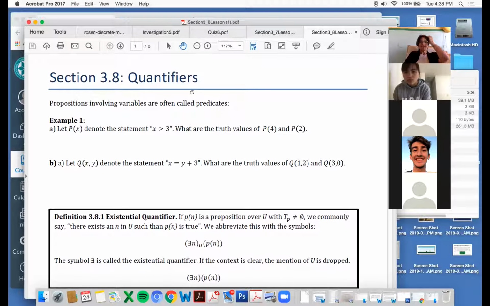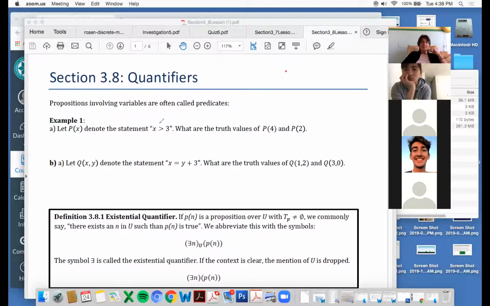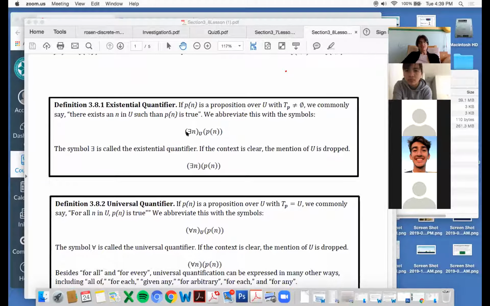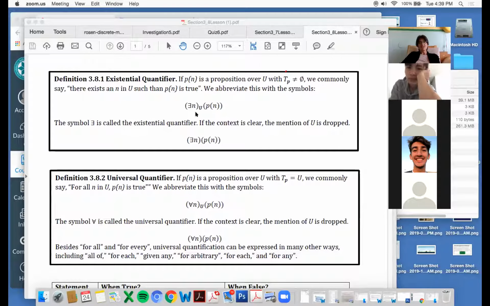So section 3.8 is on quantifiers. Basically quantifiers allow us to look at propositions over universes and make logical statements with propositions over universes. We have these quantifiers, the two main ones: the existential quantifier and the universal quantifier. The existential quantifier says there exists a value of n in the universe for which this proposition is true. Often the universe is dropped. This means that one or some values in the universe make that proposition true. As long as the truth set is not null, you have at least one value that makes the proposition true.